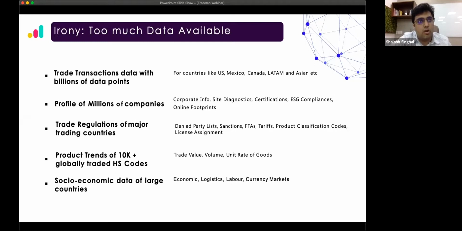And then all the customs authorities are regularly maintaining and publishing a lot of regulatory data. For example, what are the denied parties? What are the sanctions across different countries, across different products, the free trade agreements, the tariffs or the import duties, countervailing duties, how the products which move borders have to be classified across different HS codes. What licenses do they require for trading?